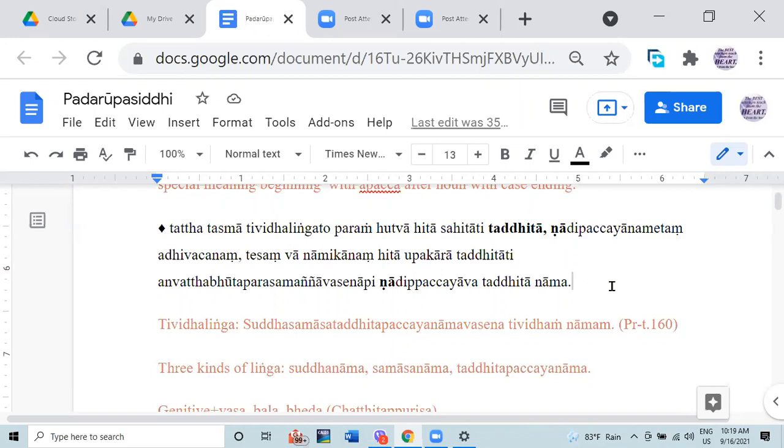So by means of the names that come in the other book, in accordance with the sense, in accordance with the meaning, also, only these na-suffixes. These suffixes beginning with na are called Taddhita.